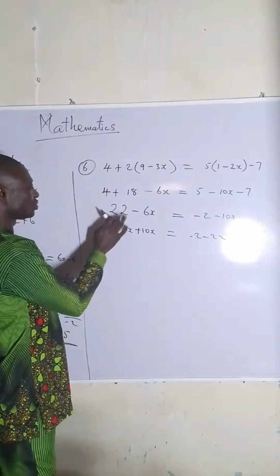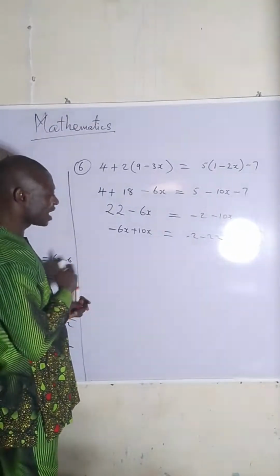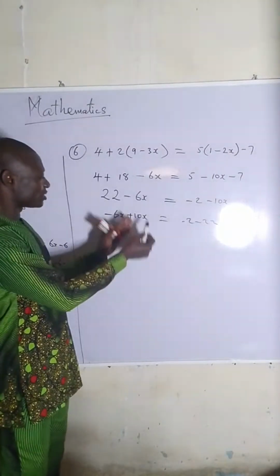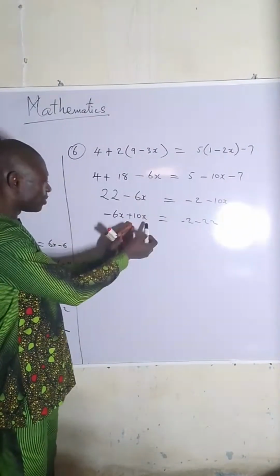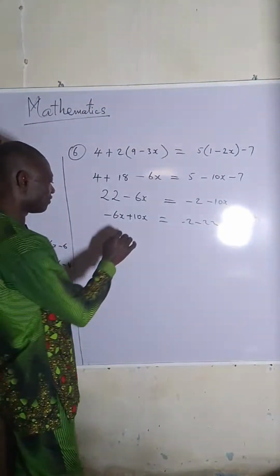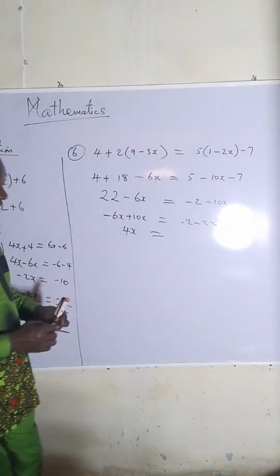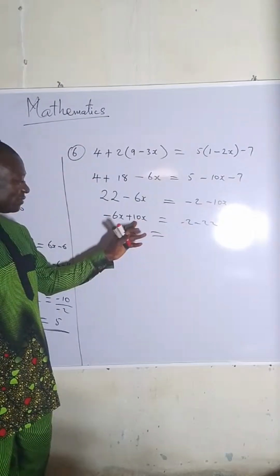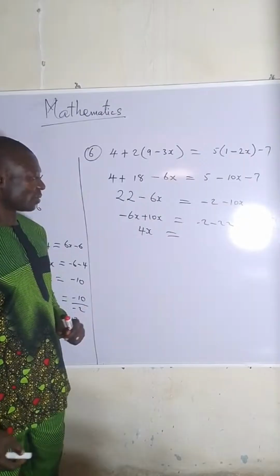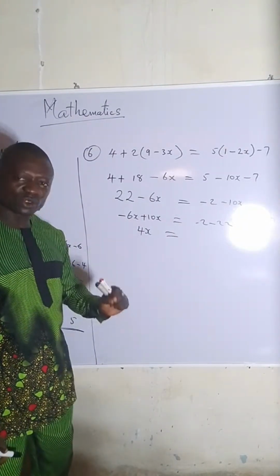Remember that this 22 here, the sign is here, but it's not written because it's the first number. And so what do we have here? If we take it to be minus 6x plus 10x, or plus 10x minus 6x, they are the same thing. In each case, we are going to have 4x. And that 4x is positive because the number that has positive is bigger than the number that has negative. All right. So what do we do? Minus 2 minus 22 will give us minus 24.